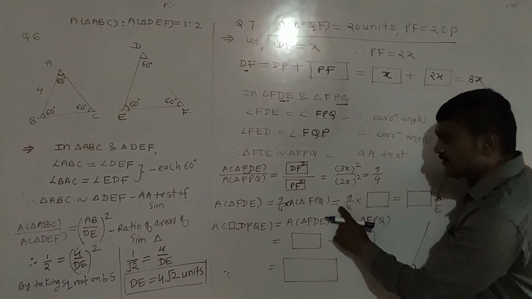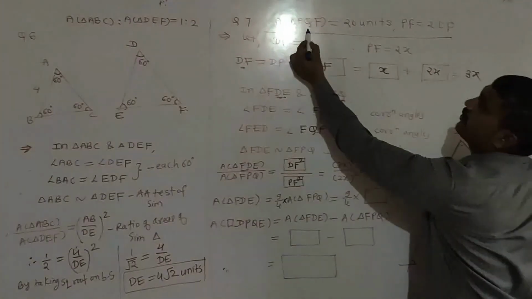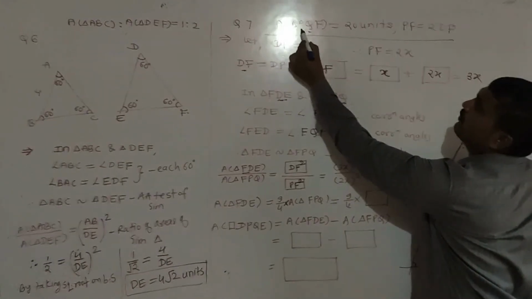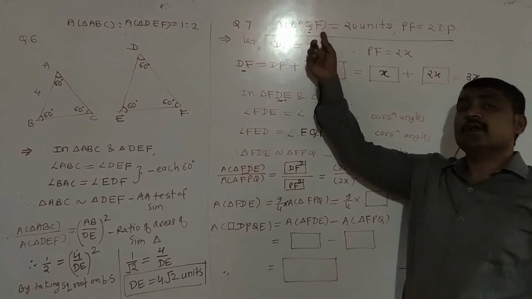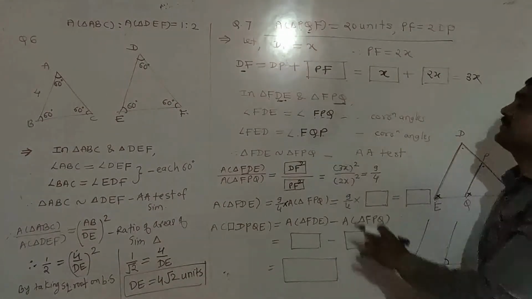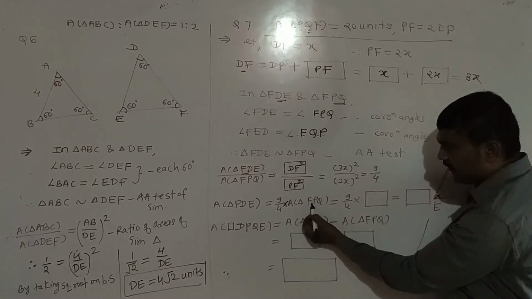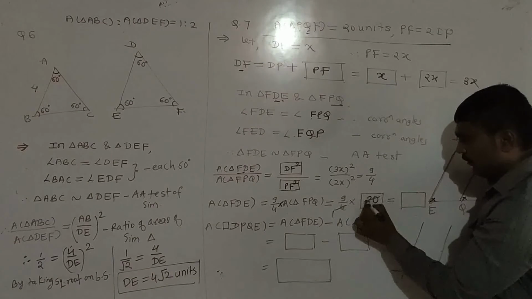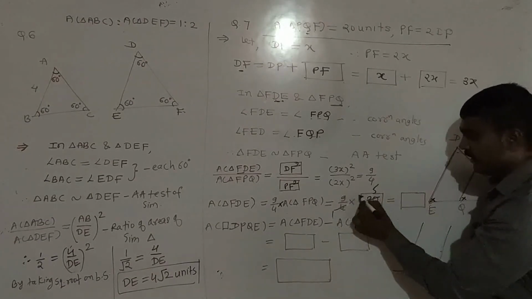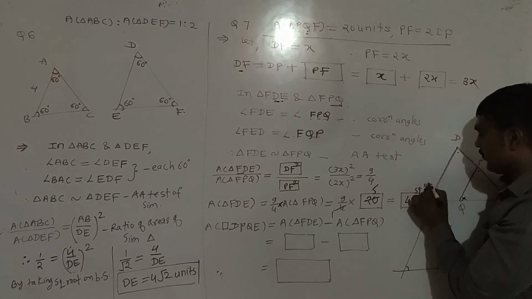Now put the values. 9 upon 4 as it is. What is the value of area of triangle FPQ? See, given area of triangle FQP or PQF, you can write it as PQF or FQP. What is their area? Area is given by 20. So put the value of area of triangle FPQ, 20. 4 1 is 4, 4 5 is 20. So 9 multiplied by 5 is equal to 45 square unit.